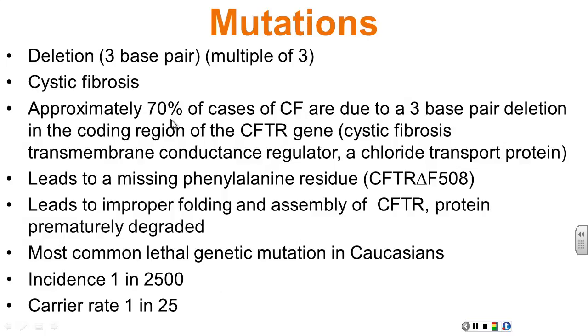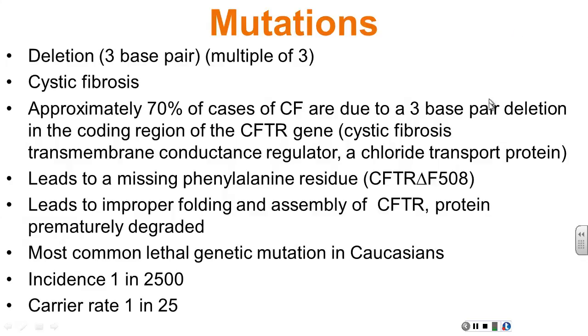But approximately 70% of the cases of cystic fibrosis worldwide are due to a 3 base pair deletion, okay? A very specific mutation in the coding region of the CFTR gene. This stands for cystic fibrosis transmembrane conductance regulator. It's much easier to say CFTR. And this is a chloride transport protein, so you have a defect in this chloride transport.